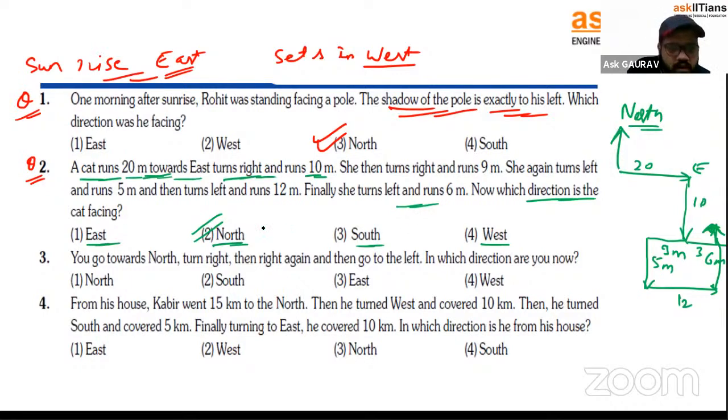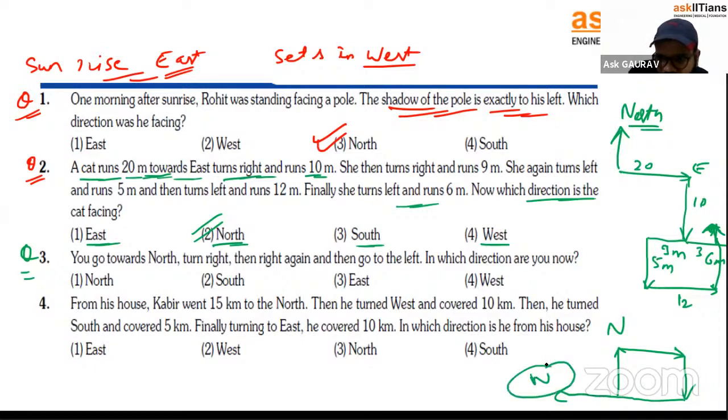Okay. Now question number 3, very easy. You go towards north. Then turn right. Turn right. Then right again. Right again. And then go left. In which direction are you facing? It means this direction. This direction is west. So the answer will be west. Only be focused on the direction. Clear? Not east. This will be west.